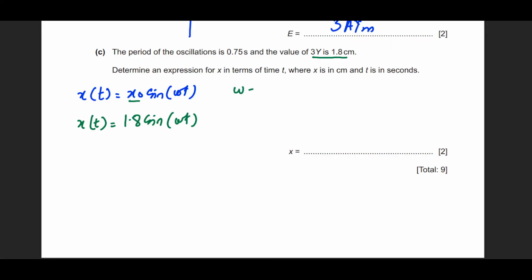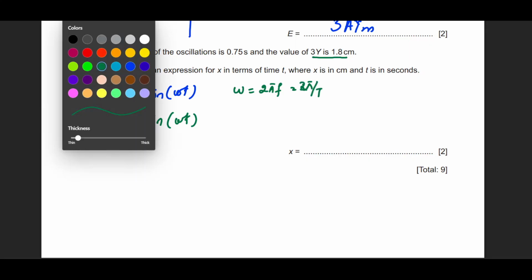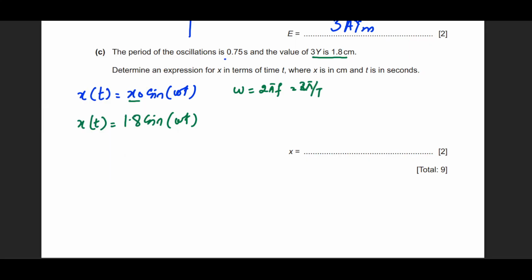Now we understand that omega is equal to 2 pi f or 2 pi by T. So can we figure this out? Can we find it? Yes, we can, because the period of the oscillation is given to us as 0.75, right? So let's replace this value into this. So 2 pi divided by 0.75 gives me a value of 8.37. So this is 8.37 radians per second. Now let's replace this in terms of omega in this equation.